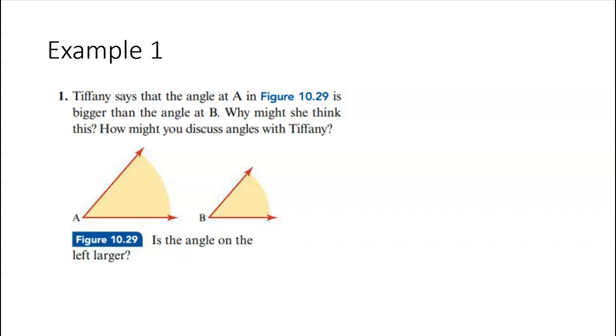So if Tiffany thinks that this angle is bigger, if we look, we can see that the angle measures are equal, or the angles are congruent. But what's different about these? Well, angle A is using longer line segments or longer rays than B. And so maybe that is why Tiffany thinks that the angle is different or bigger in A.